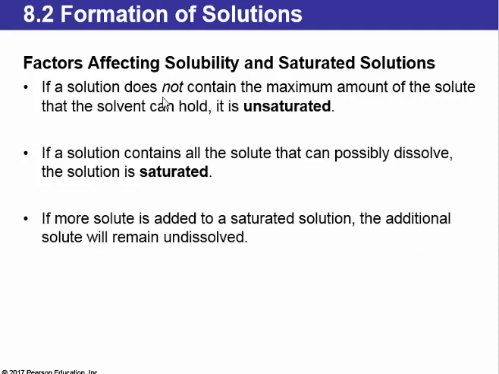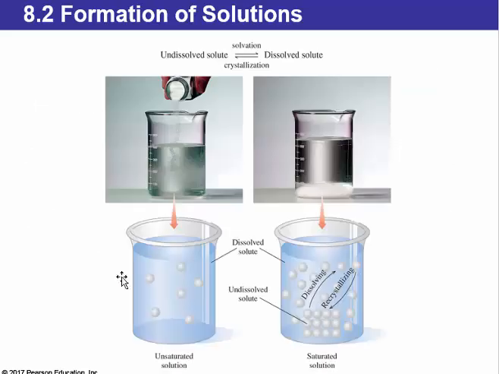If a solution does not contain the maximum amount of solute that the solvent can hold, that's what's known as unsaturated. So how much of a solute will dissolve in a solvent depends on temperature as well as the attractive forces between the two components. But here's a visual of an unsaturated solution. If we add a small amount of salt to some water and that salt dissolves, we have an unsaturated solution.